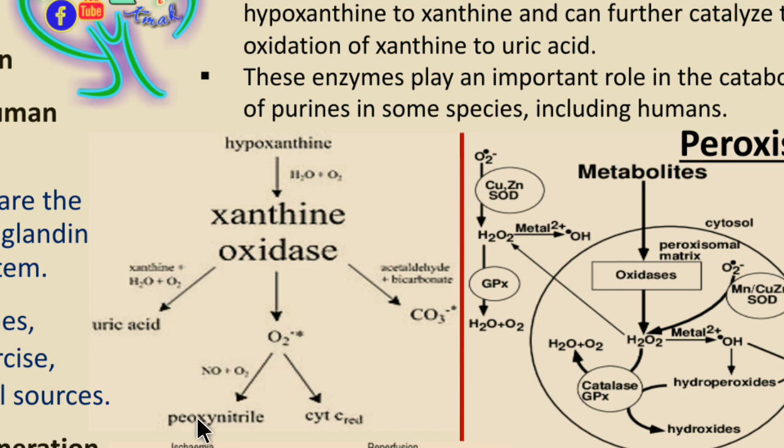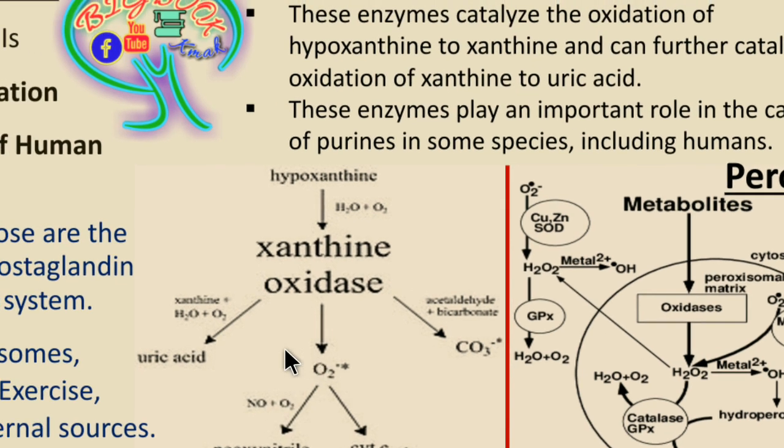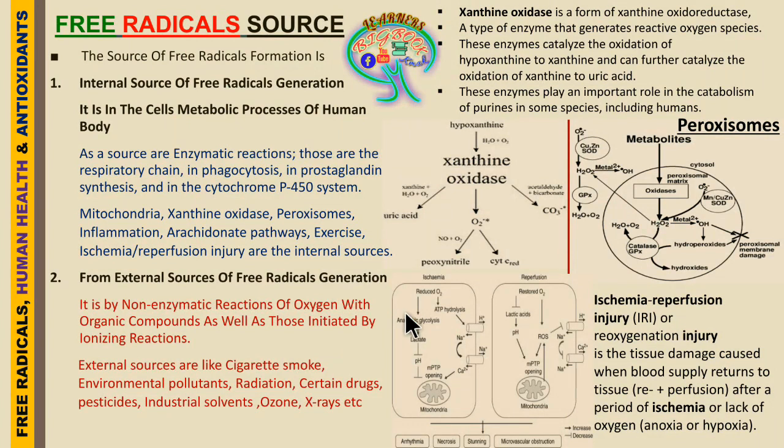and here you can see peroxynitrate NO plus O2, where there will be the effect on the cytochrome C reductase. Here there will be the effect on formation of the NO plus O2. So here, out of this whole reaction, you have come to know that there will be the generation of the free radicals as the byproduct within these metabolic cycles.